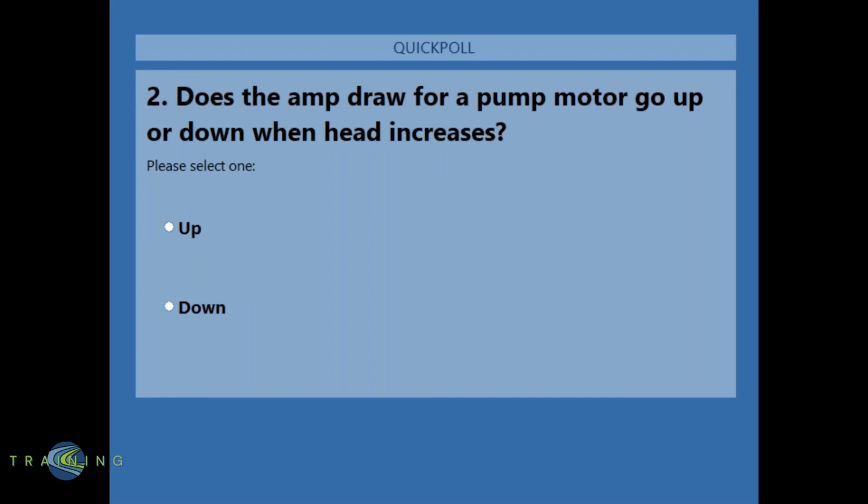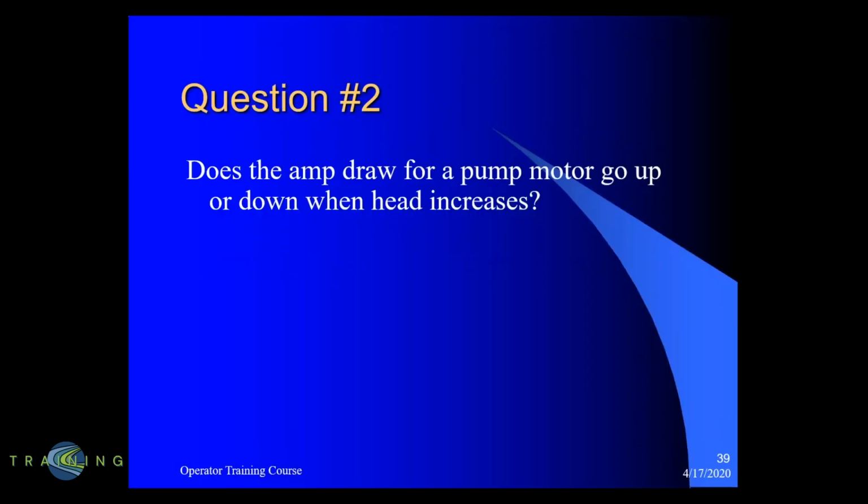Okay, the question is, does the amp draw for a pump motor go up or down when head increases? If we think back on our pump performance curve, as head was higher, flow was lower. And as head goes down, our flow goes up. So the more flow we have, the more horsepower requirement we have based on our motor information. That means if we have high flows, we will have high horsepower requirements, which means we'll have high amps. But when our head increases, the flow goes down and we'll have lower amps.